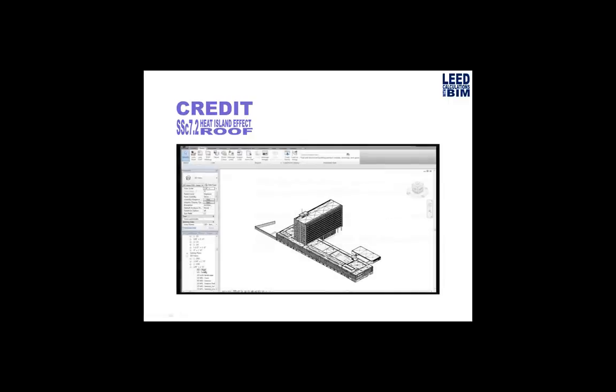Hope this plays. Isn't that under shadow too? The shadow of... No, it's looking at the solar reflective index of the actual properties of the roof assembly, not any shading. The non-roof credit does look at shading, but that's looking at the ground plane. This is looking at the roofs.